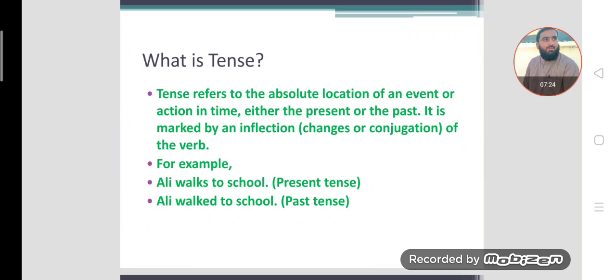Now what is tense? Again, another definition: tense refers to the absolute location of an event or action in time, either the present or past. It is marked by an inflection, change or conjugation of the verb. For example, Ali walks to school, present tense. Ali walked to school. Like walks, there is s with walks, which shows present time, and walked, ed, this is called change or conjugation in verb. Ed shows past time.